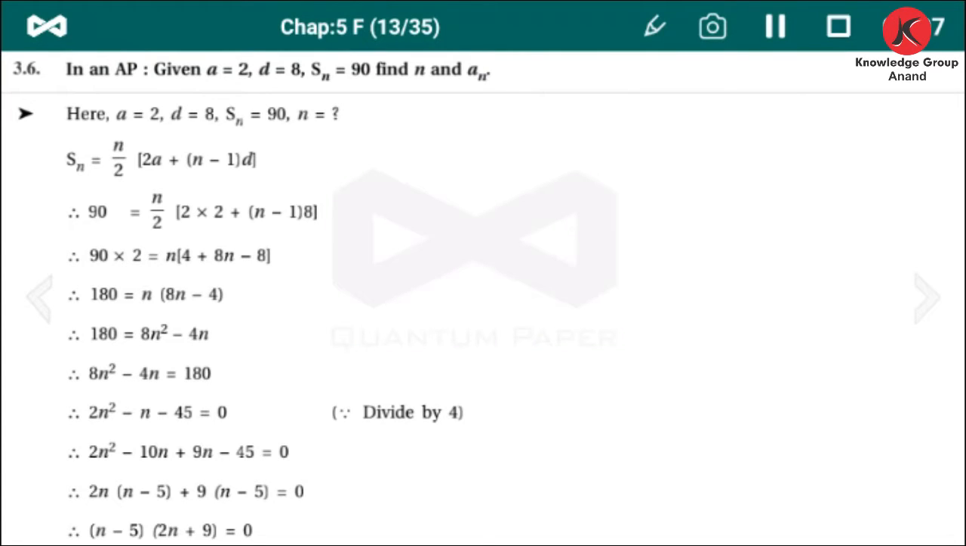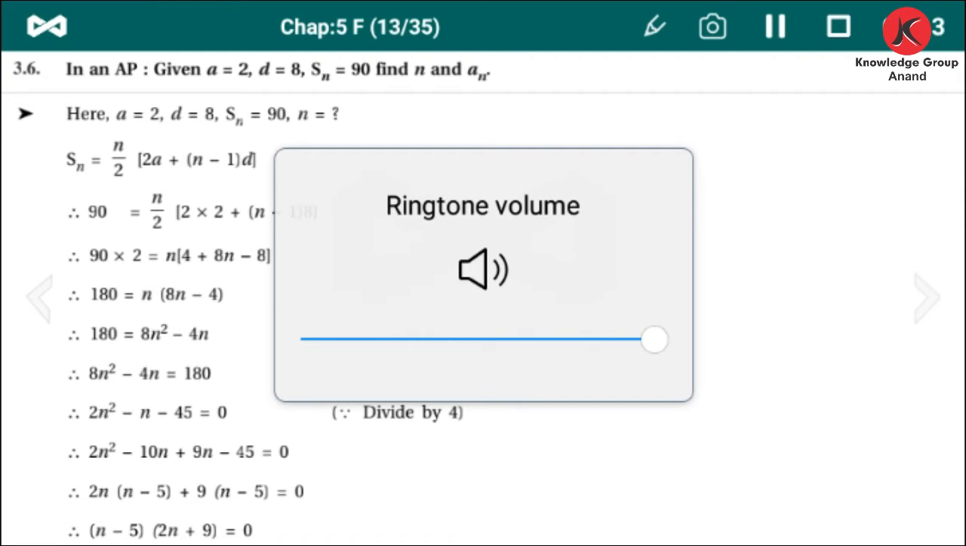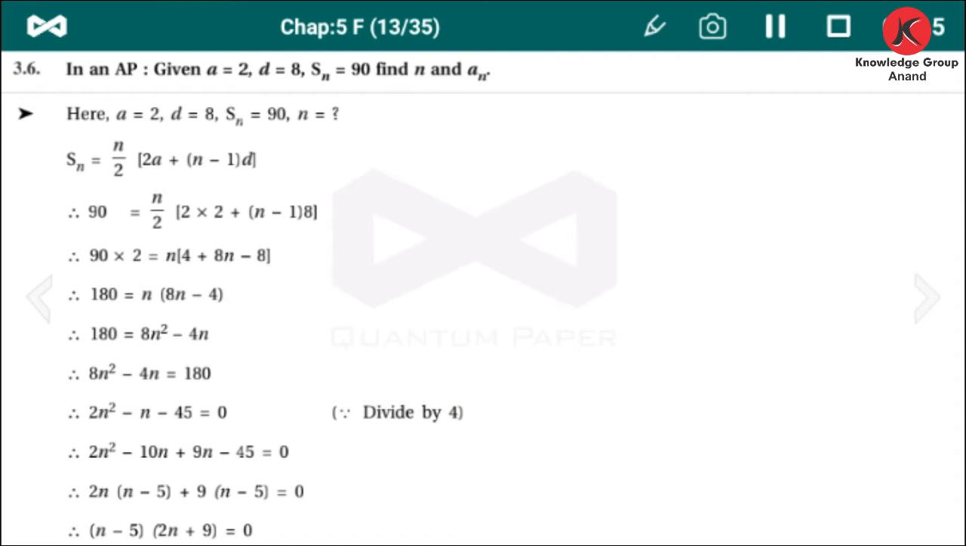Exercise 5.3, question number 3, number 6. In an AP, given a is equal to 2, d is equal to 8, Sn is equal to 90, find n and an.